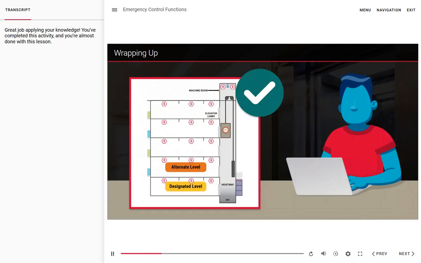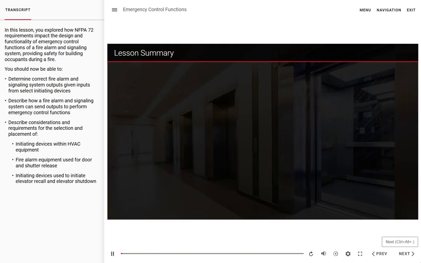Great job applying your knowledge. You've completed this activity, and you're almost done with this lesson. In this lesson, you explored how NFPA 72 requirements impact the design and functionality of emergency control functions of a fire alarm and signaling system, providing safety for building occupants during a fire.